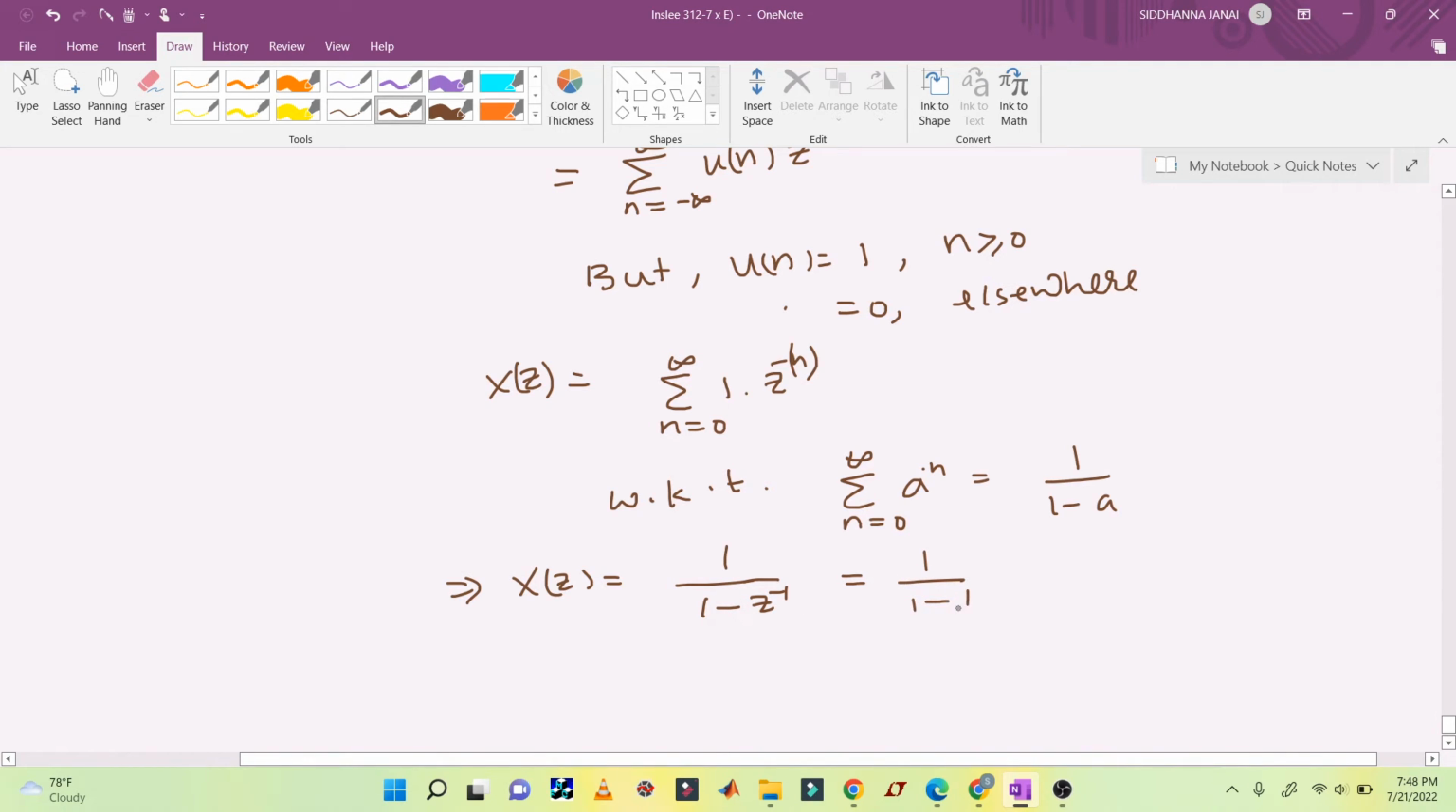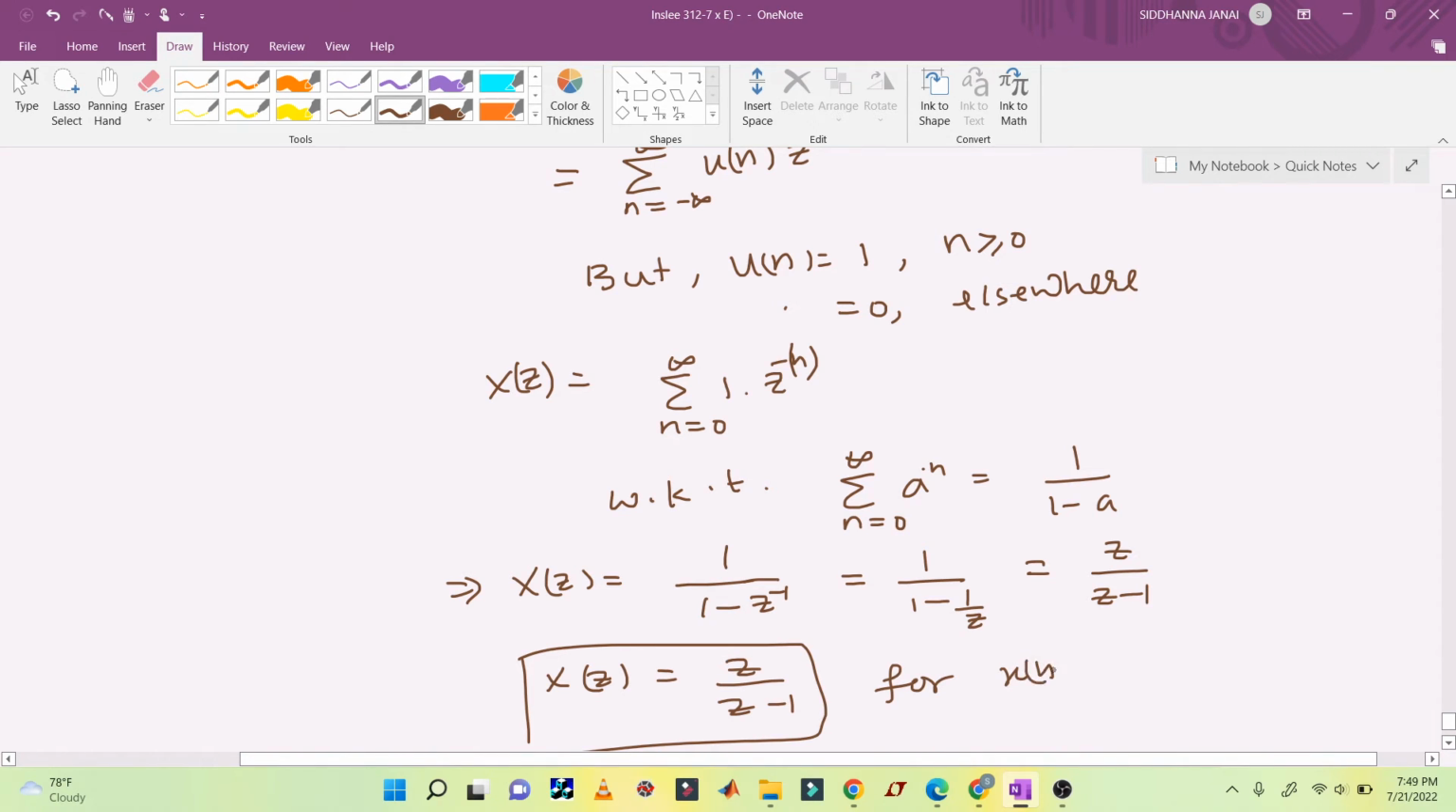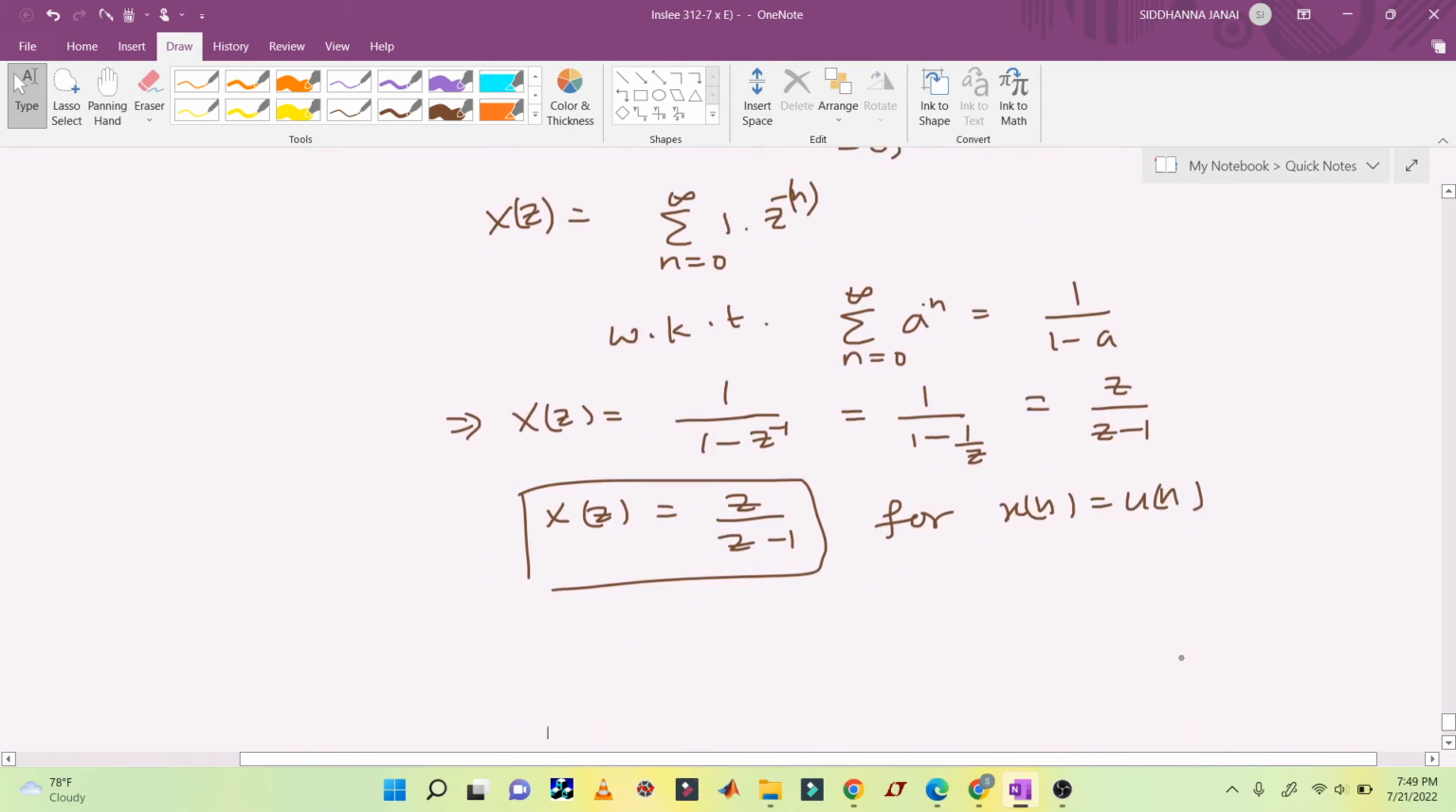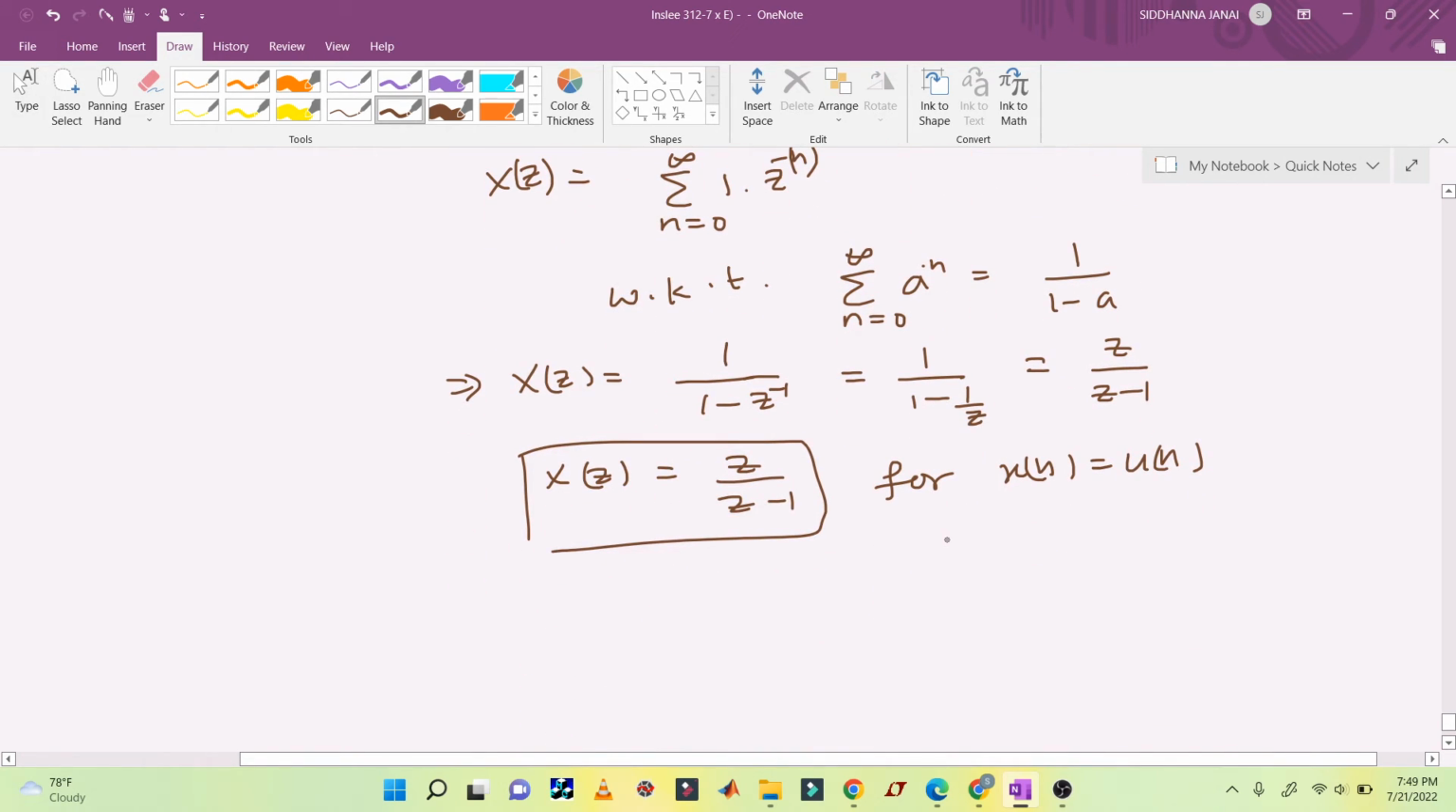So this is 1 divided by 1 minus 1 by z. So it will be z divided by z minus 1. So x of z is equal to z divided by z minus 1 for x of n is equal to u of n. What is the ROC? Z must be greater than 1. Magnitude of z is greater than 1.